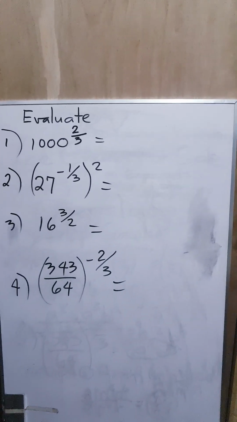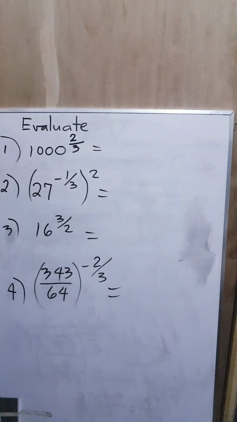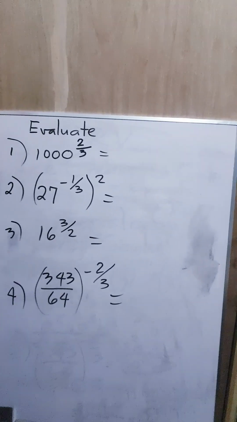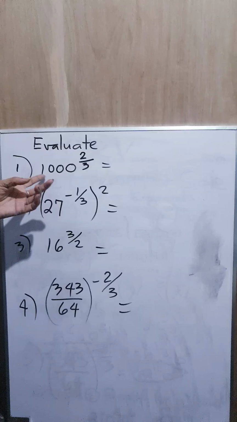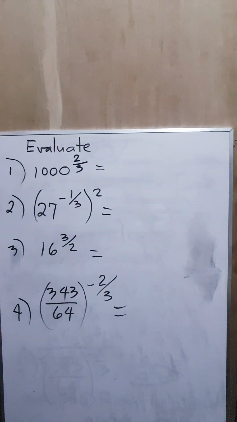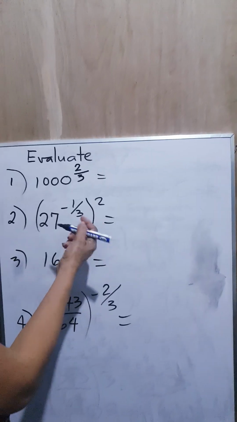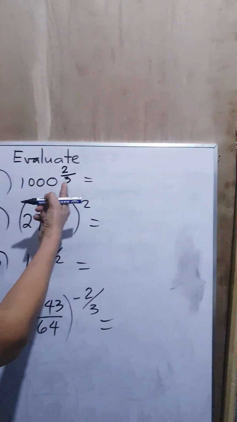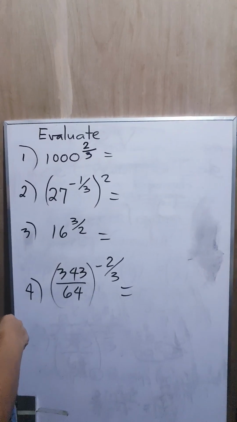To simplify rational exponents, this is what you're going to do. So we have here an example number 1. The given is 1000 raised to the power of 2/3. So you have to look for the index. The 3 here, or the denominator 3 in your exponent, stands for the index of your radical.